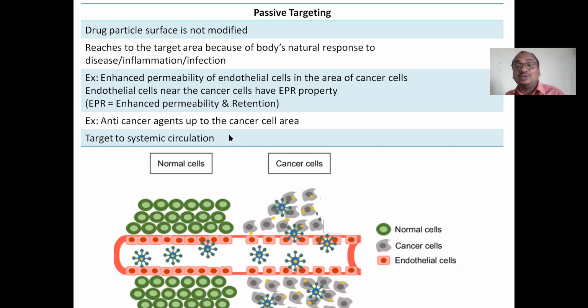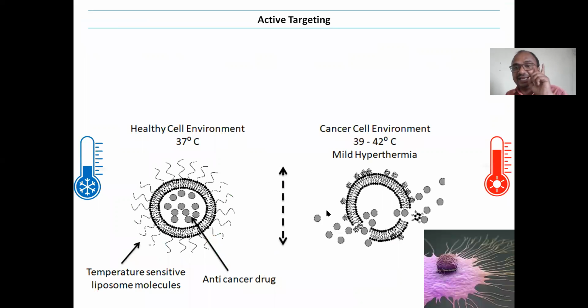Anti-cancer agents we are using to target the cancer cell. Now, active targeting. Passive targeting is over. Active targeting: here we are doing surface modification of the drug carrier surface. Keep in your mind, here drug means nothing but drug carrier.